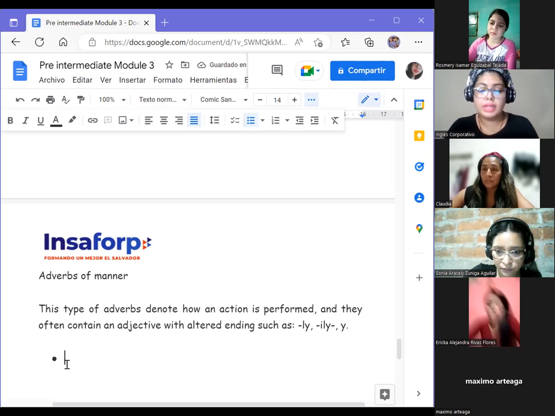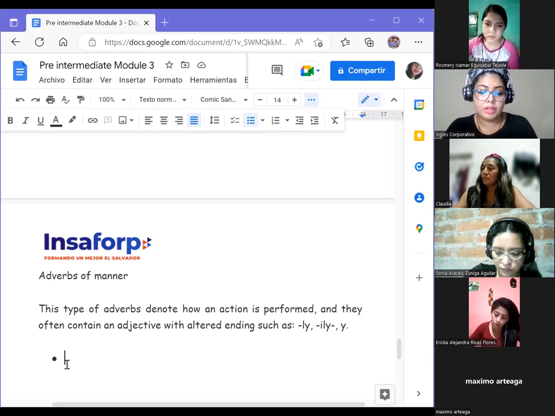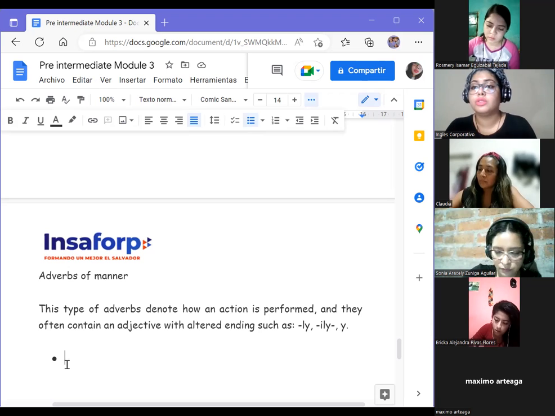And we have the first one, and it says, adjectives ending with a consonant turn into L-Y adverbs.